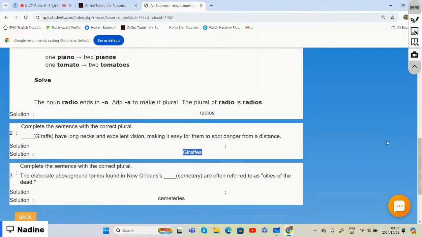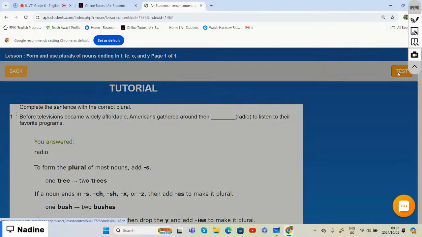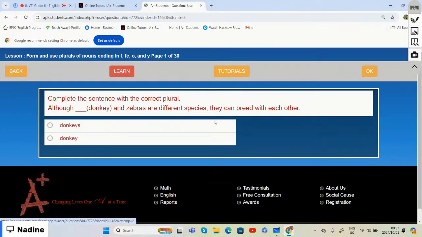All right. So now let's go to our test where we're going to form and use plurals of nouns ending in F, E, O, and Y. We're going to use plurals.